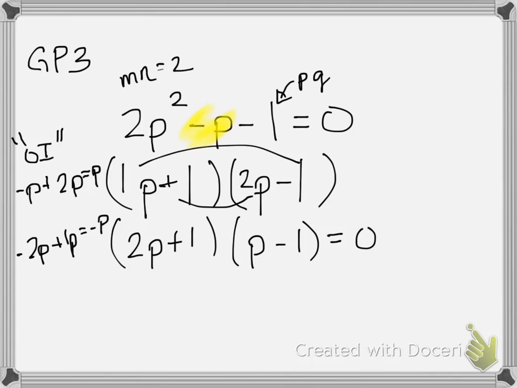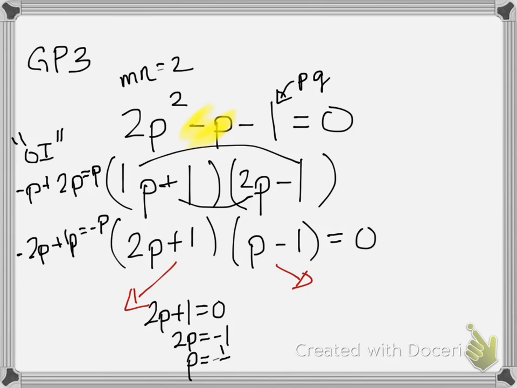Take each of those, split your equation up, set each one equal to 0, and then solve for your unknown. So 2p plus 1 equals 0. 2p is equal to -1. We end up with a fractional answer here where p is equal to -1/2. On this other side, we have p minus 1 equals 0, so p must be 1. So those are our two solutions for GP number 3.